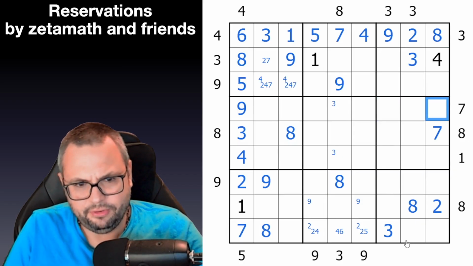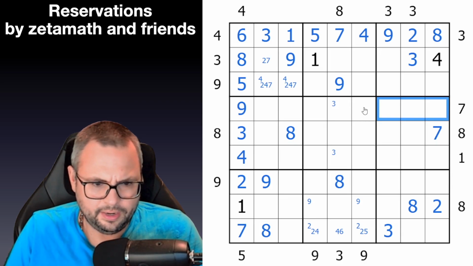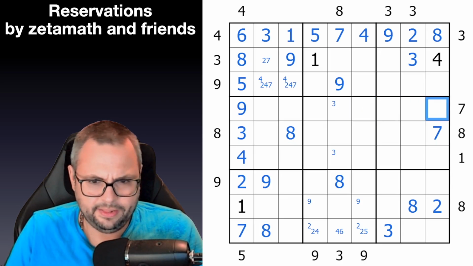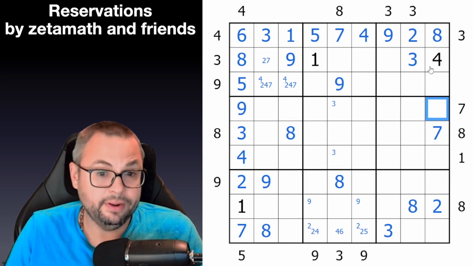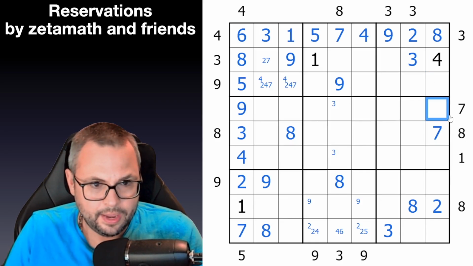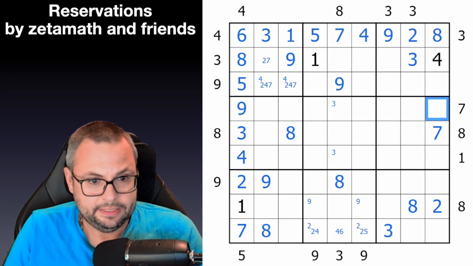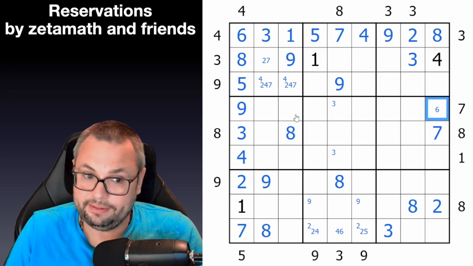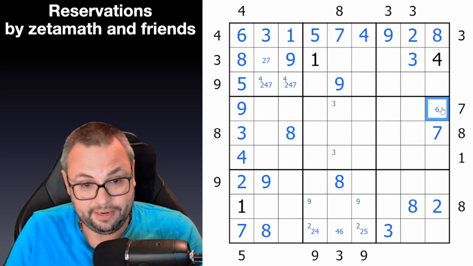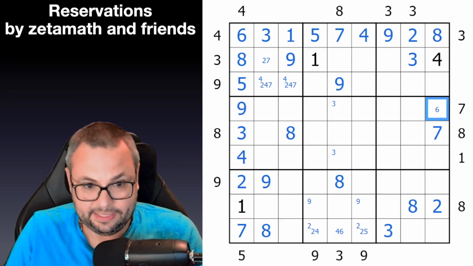Is this 7 super restricted? It can't be 1, 2, 3, of course. Looks to me like it can be 4. Oh, sorry, it can't be 4 because of that given 4. It can't be 5 because there's a 7 in column 5 already. Okay, I'm going to say I think it can be 6. It certainly can't be 7, and it can't be 8, and it can't be 9. Okay, so this is only 6.